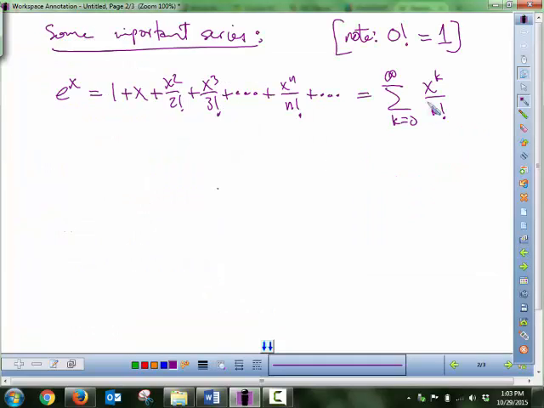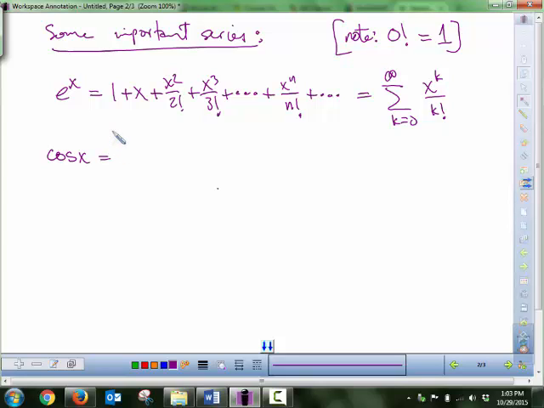So given that 0 factorial is equal to 1, this is a general term for this exponential series. So this is easy to memorize because you're matching the power with a factorial denominator, and then it just goes from 0 to infinity. Sine and cosine, I think, are just as easy.